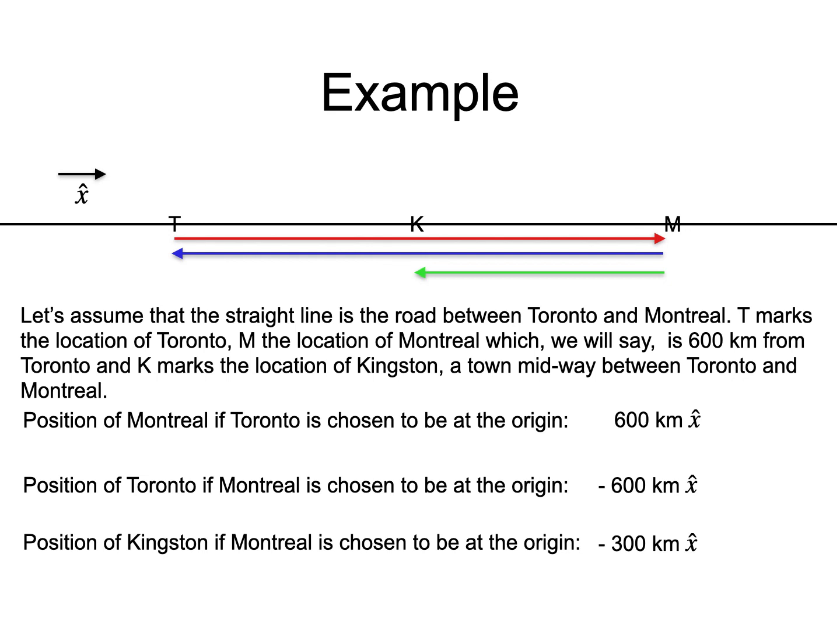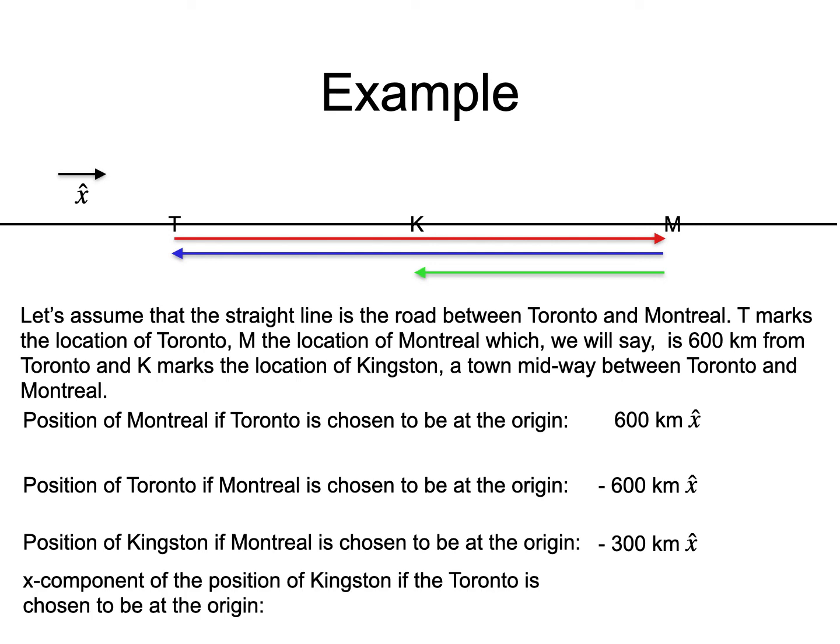Now, if we require the x component of the position of Kingston when the origin is at Toronto, then the answer is 300 kilometers. The position vector would look like this yellow arrow. But here, only the x component is required, which is a scalar. The next physical phenomenon to be defined is time. Its relationship with position will be examined in the next installment.